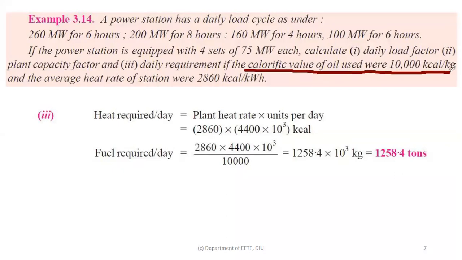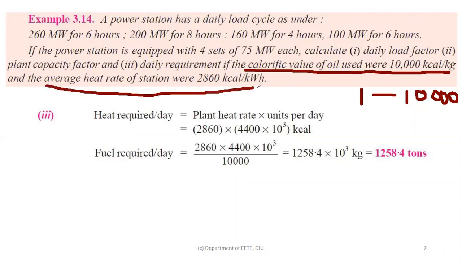So we have already been given that for 1 kg of oil, we get 10,000 kilocalorie of heat. And one more piece of information is given, that the average heat rate of the station is 2,860 kilocalorie per kilowatt hour. That means to generate 1 kilowatt hour of energy, we require 2,860 kilocalorie.